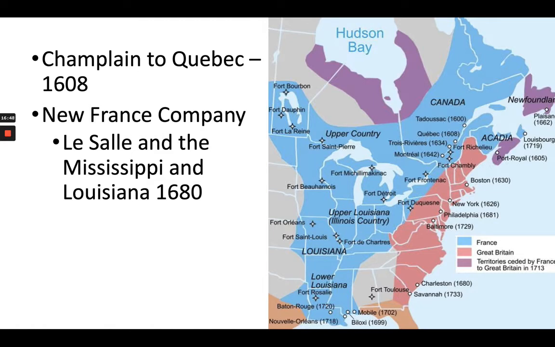The fact of the matter is, just like with the Spanish, no French ladies want to migrate to Canada. It's cold, you're by yourself, what's the appeal? So instead, men will go over and intermarry with the native women. You also see indentured servants being used here.